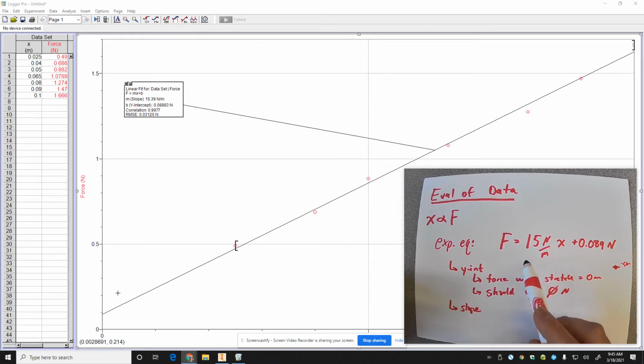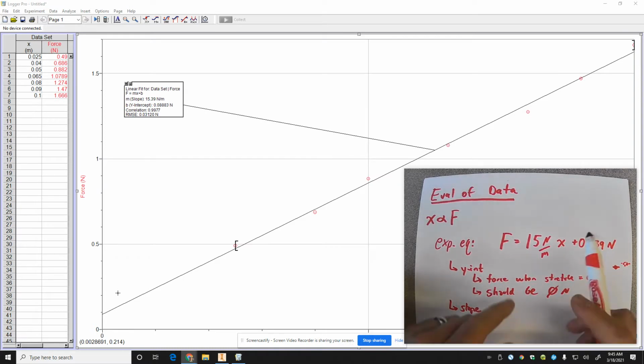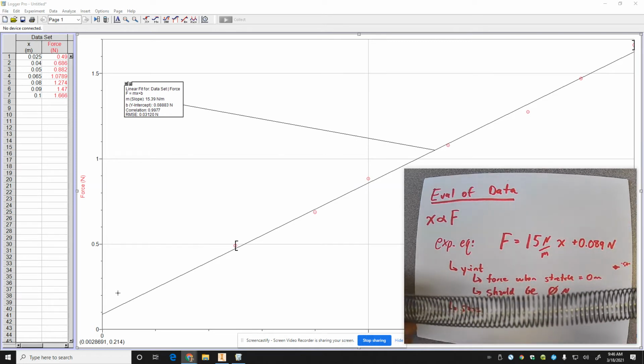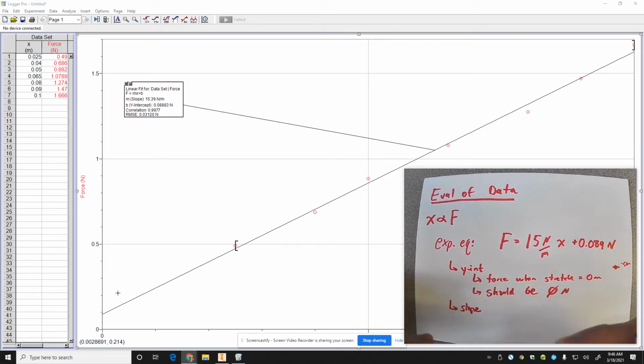The real strong one is 27 newtons for every meter. So what the heck does that mean? Well, basically, it's force per stretch, per meter of stretch length. So if you had a really long version of this spring, it would take 15 newtons of force to stretch this spring 1 meter.